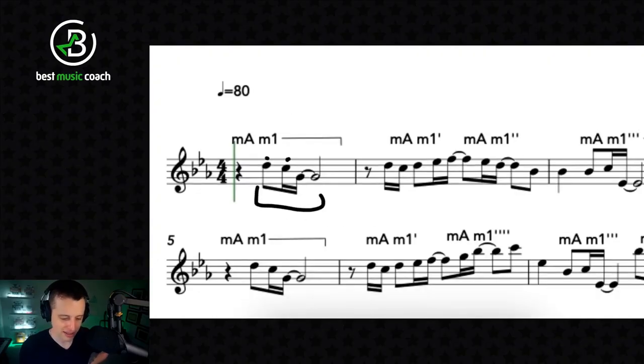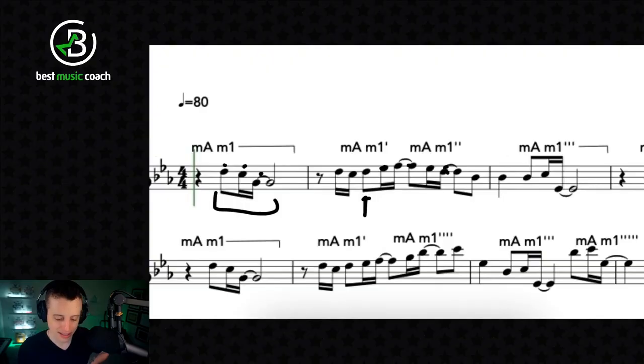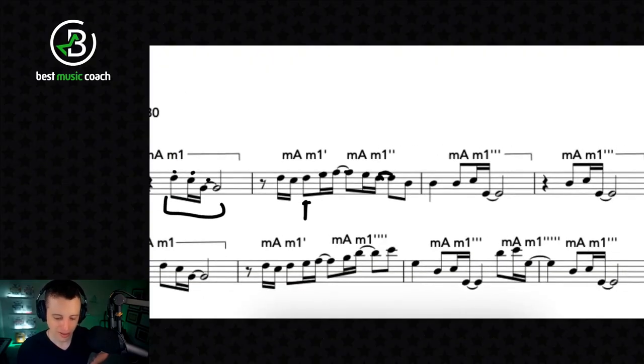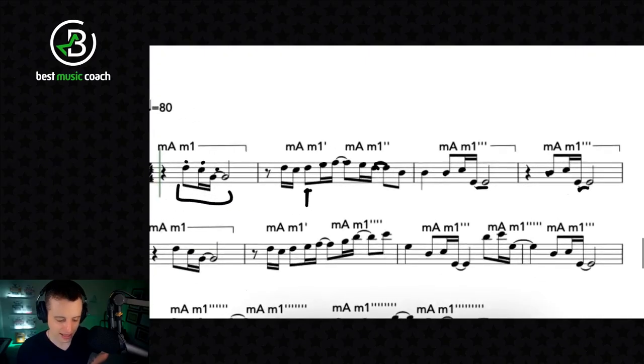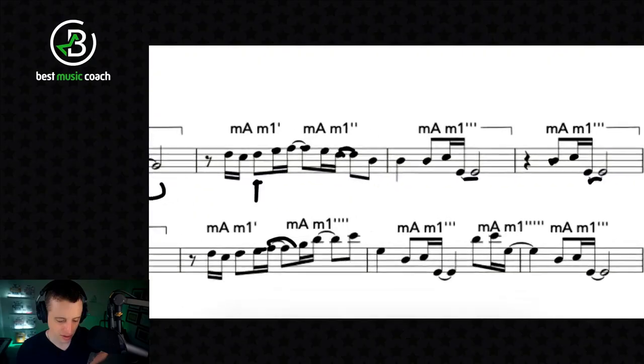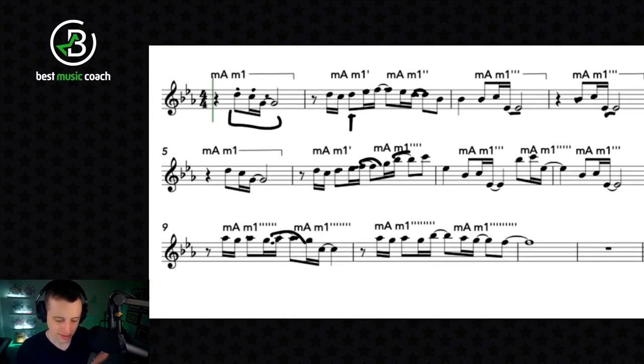So it's 8, 16, 16 tied to something. So here on beat 2 of the next measure, what do we have? 8, 16, 16 tied to something. Then what do we have? 8, 16, 16 tied to something, again and again, all the way through.